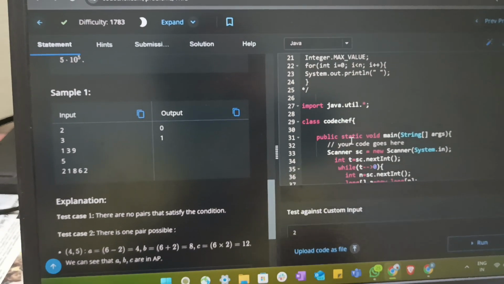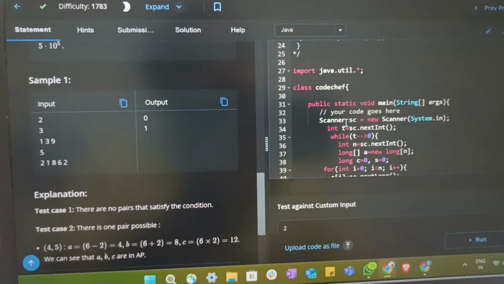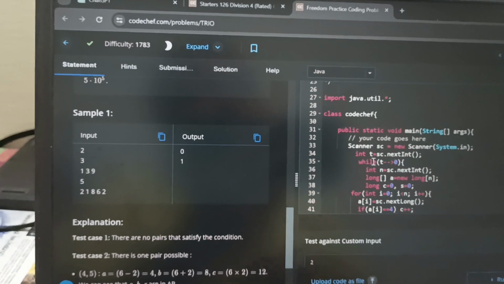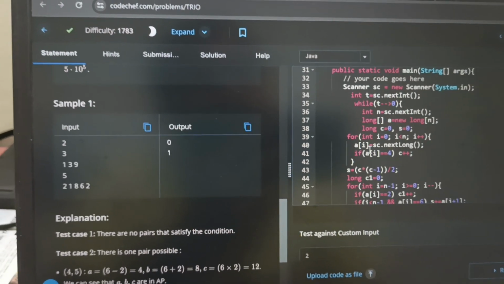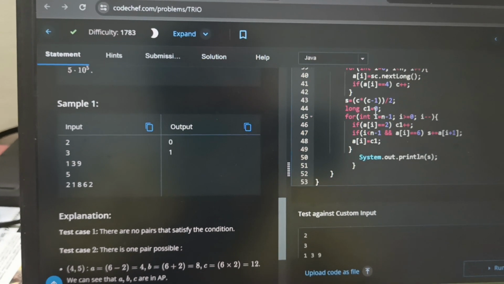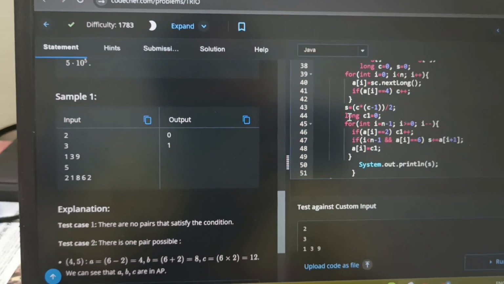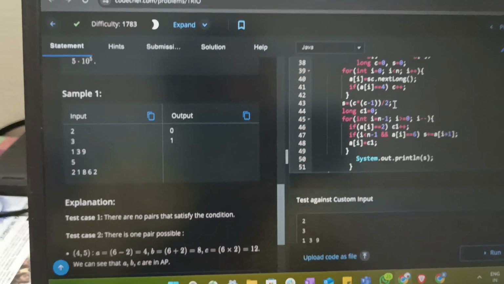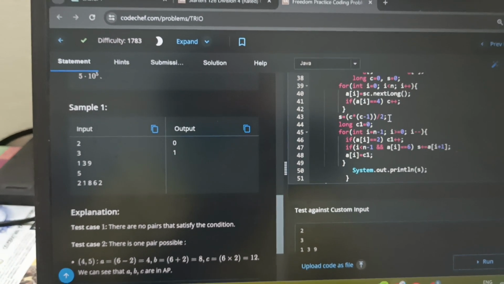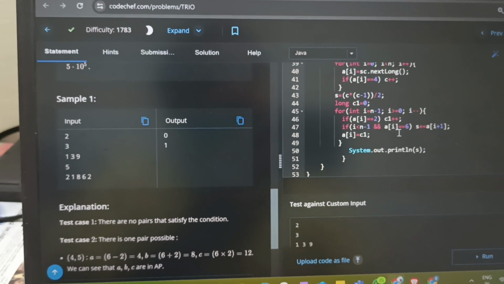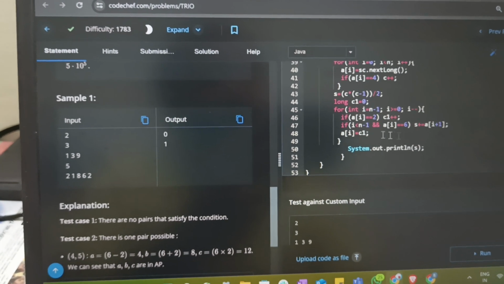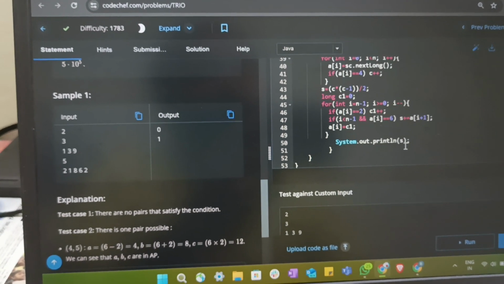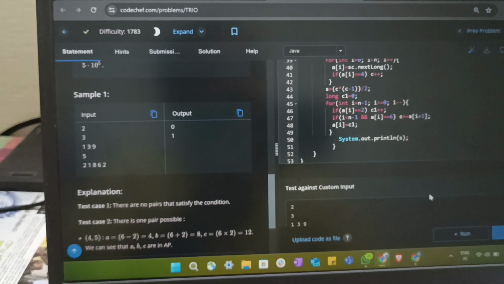So let's come to the coding part. Here I have explained the same thing which I explained on pen and paper. First I calculate the number of occurrences of 4, then I store c into c minus 1 by 2, which gives the number of pairs which give an arithmetic progression. Then I count the pairs for 6 and 2. Then I sum and return s as the number of indices which give an AP.